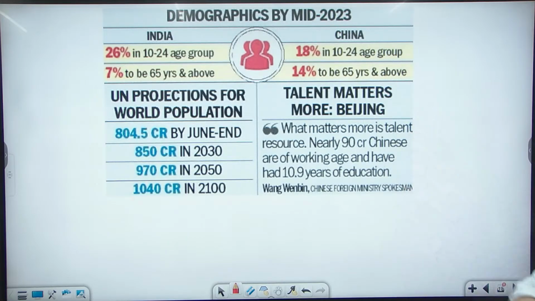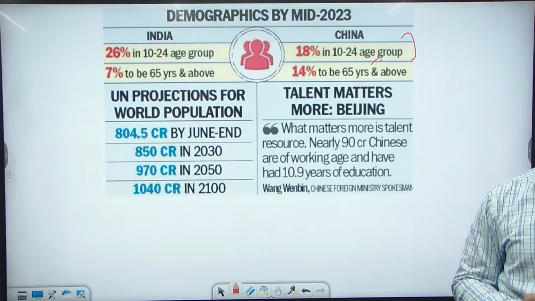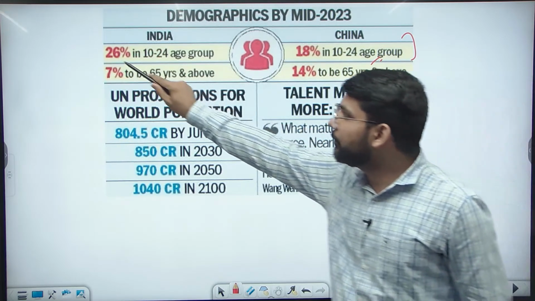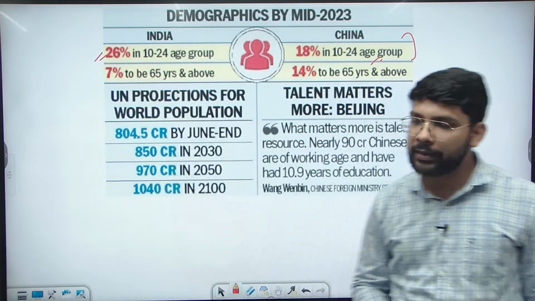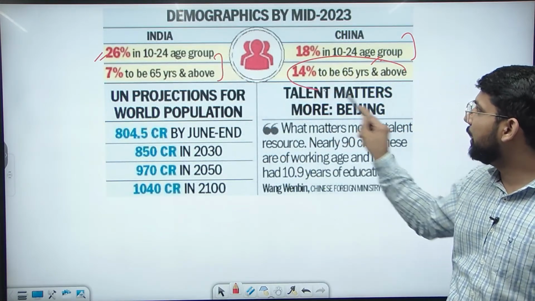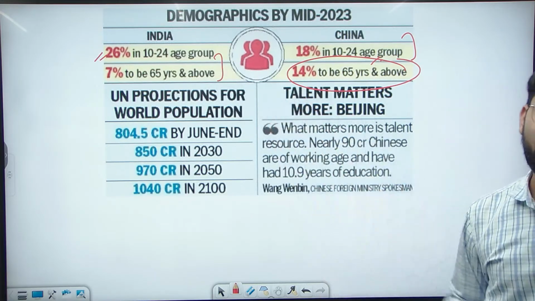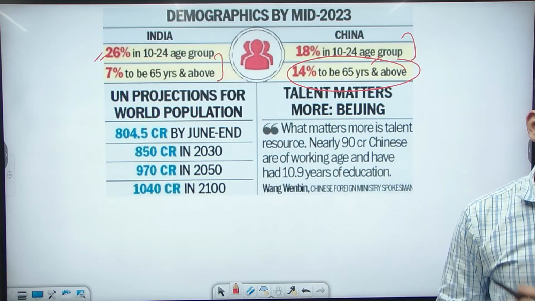This is the data you can use. In China, 18% of people are between 10 and 24 years of age, whereas in India it is 26%. 7% are above 65 in India, whereas in China 14% are above 65 years of age, which means India has the advantage with respect to the demographic dividend.